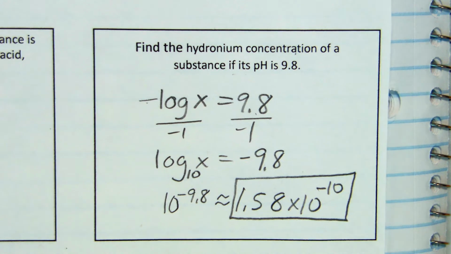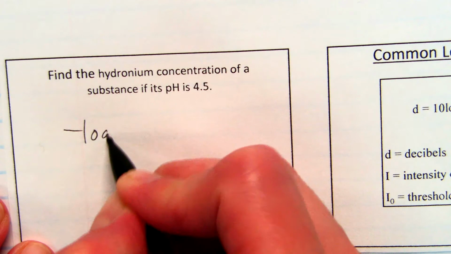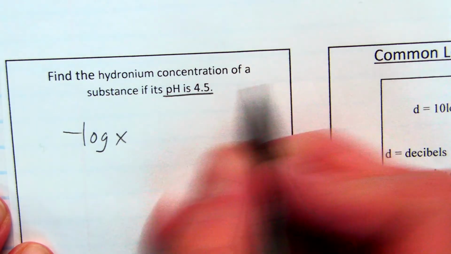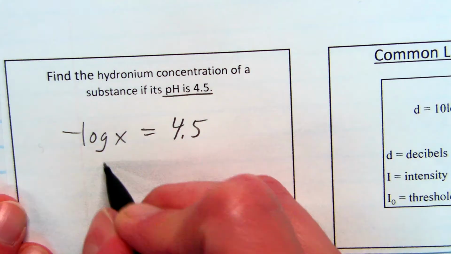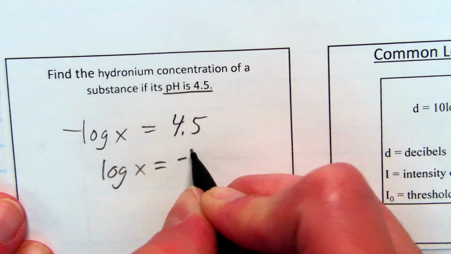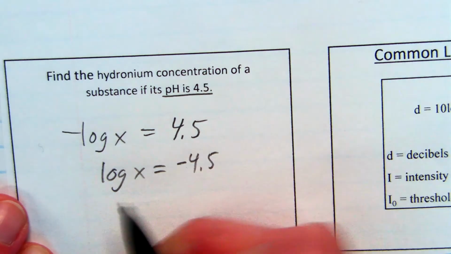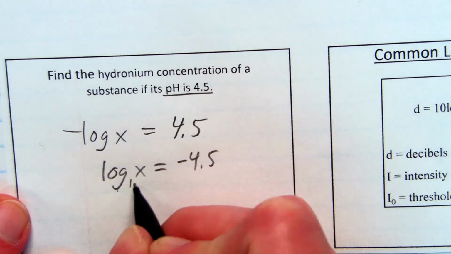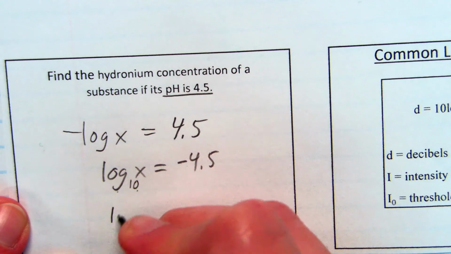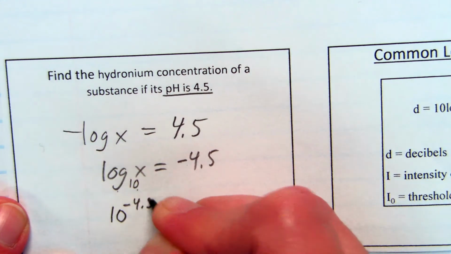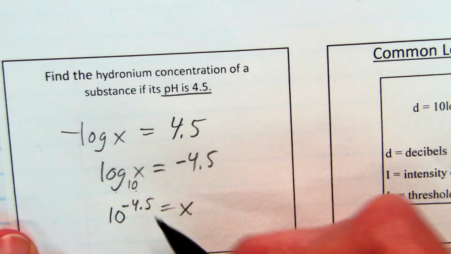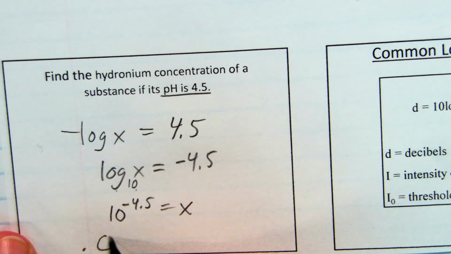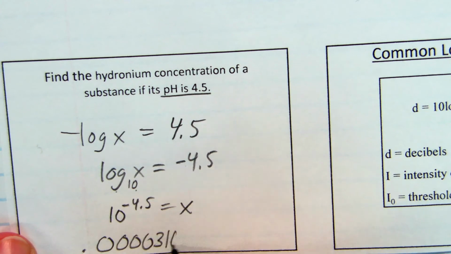And there's one more of these. So just one more time. Negative log of x, because they're giving us the pH is 4.5. Just make it equal to 4.5. So divide by negative 1. That'll give you log of x is negative 4.5. And then because this is a common log, that means this is base 10. So you can just put it in exponential form. We will type in 10 to the negative 4.5 power. And on this one, my calculator did not give me scientific notation. It said 0.0000316.